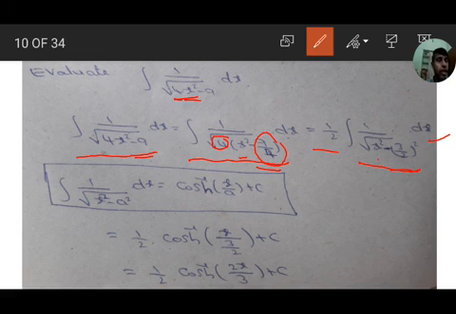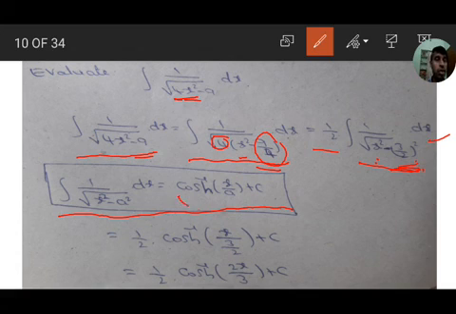So formula, 1 by square root of x square minus a square, a equal to 3 by 2. We have the formula integration 1 by square root of x square minus a square dx equal to cos h inverse x by a plus c.